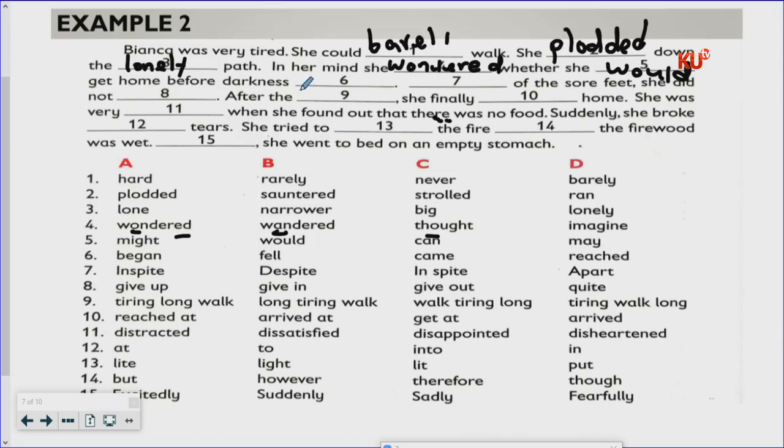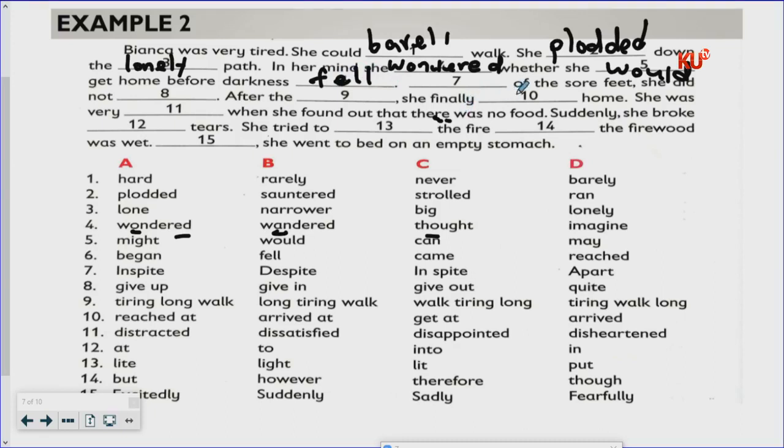Before darkness began. Darkness does not begin. Before darkness fell. Before darkness came. Before darkness reached. Darkness is not a point so that we can reach it. It doesn't come, it falls. So before darkness fell.